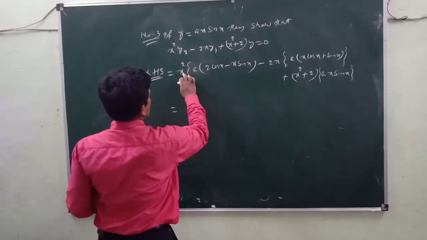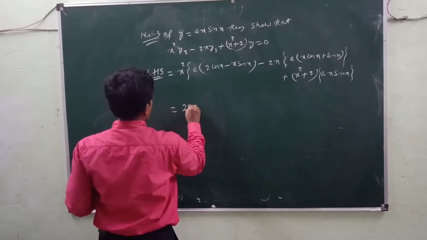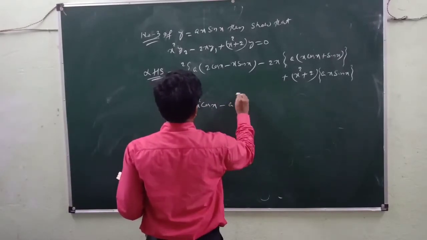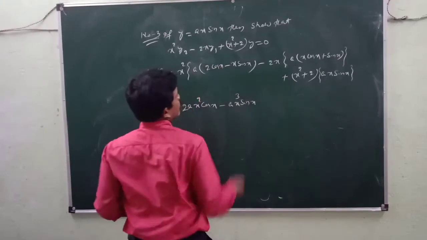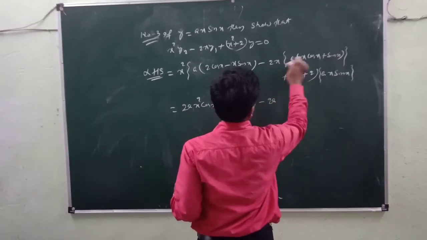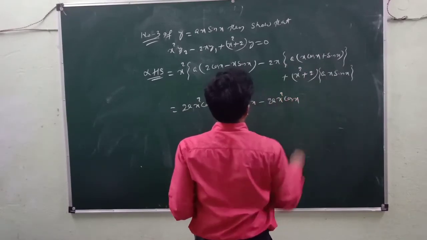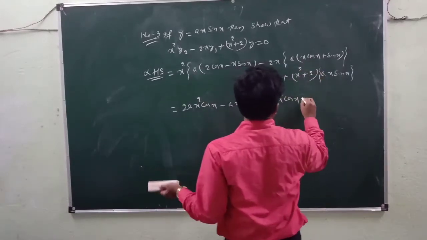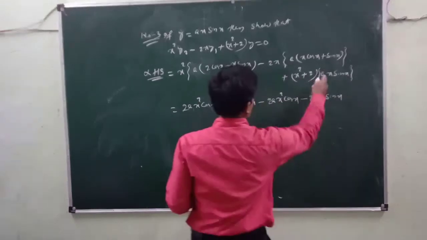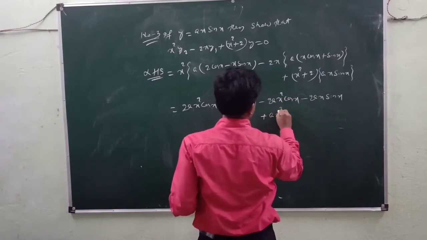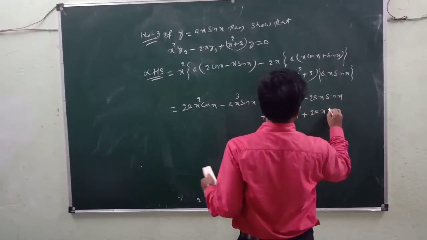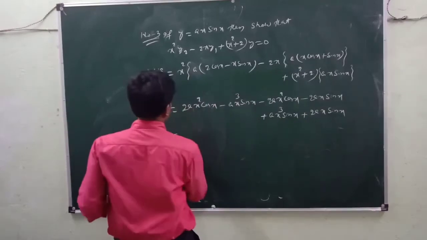That equal to, when multiplied, it will be 2ax square cos x, then minus ax cube sin x, then here minus 2ax square cos x, then here negative, here positive, so minus 2ax sin x, plus ax cube sin x plus 2ax sin x.